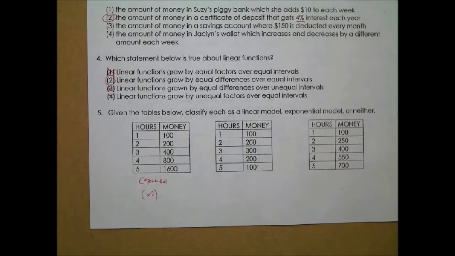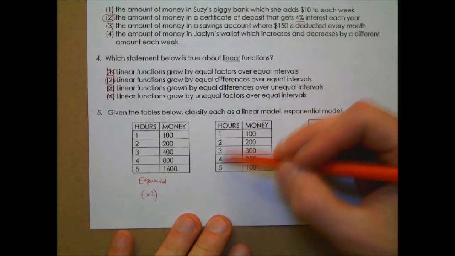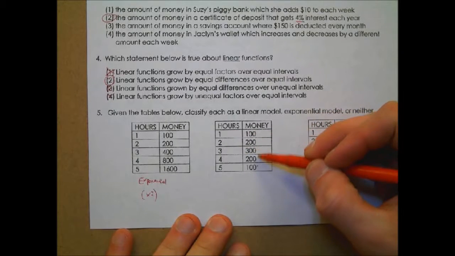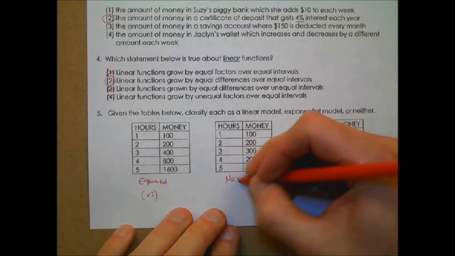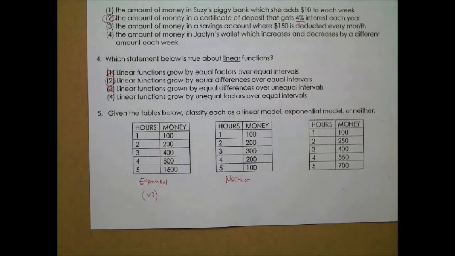Okay, what about this one right here? Every time our hour goes up by 1, we go from 100 to 200 to 300 to 200 to 100. That's neither. Yeah, it's neither. And I wouldn't even say it's quadratic in that case. Although quadratic does have the increase and decrease to it, I don't think you can model that with a quadratic function. Okay, that is a quick and easy way to identify quadratic if you see your function go up and down or down and up, but I don't think this would be actually quadratic.